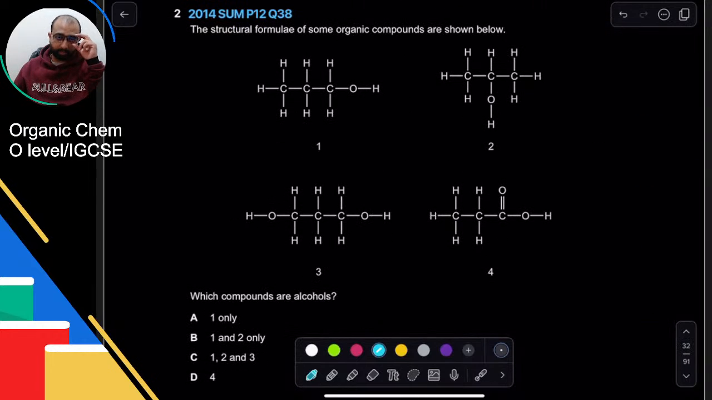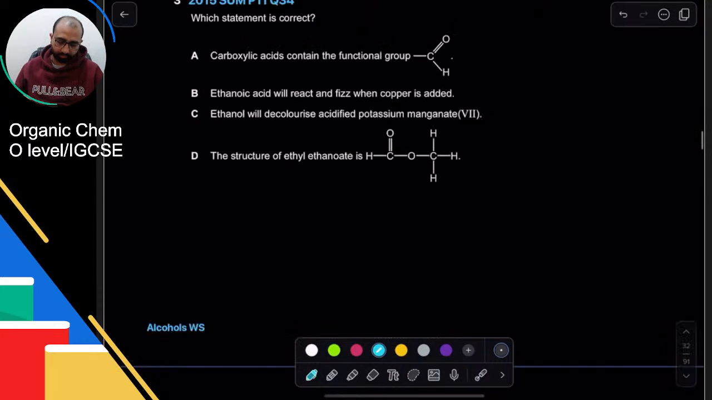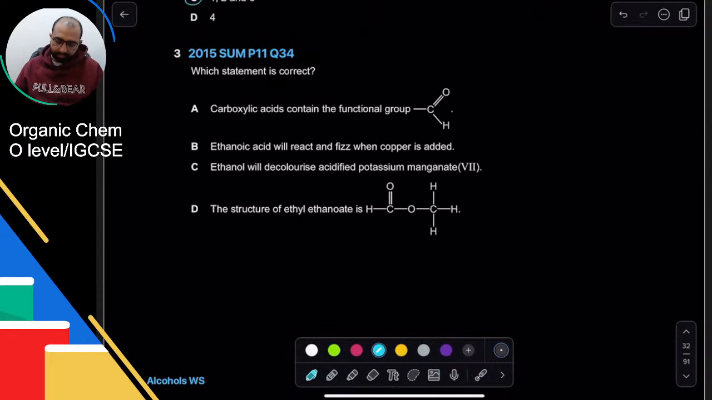The structure formula of some organic compounds are shown. ठीक है. Which compounds are alcohol? ये अभी हमने देखा that anything that has carbon with OH and C double bond O नहीं होना चाहिए, C double OH नहीं होना चाहिए. So we should just keep this one. Yeah, Harun, that seems like a reasonable strategy. Yes. So we have done this. This is 1, 2, and 3. Which statement is correct? Let's see.